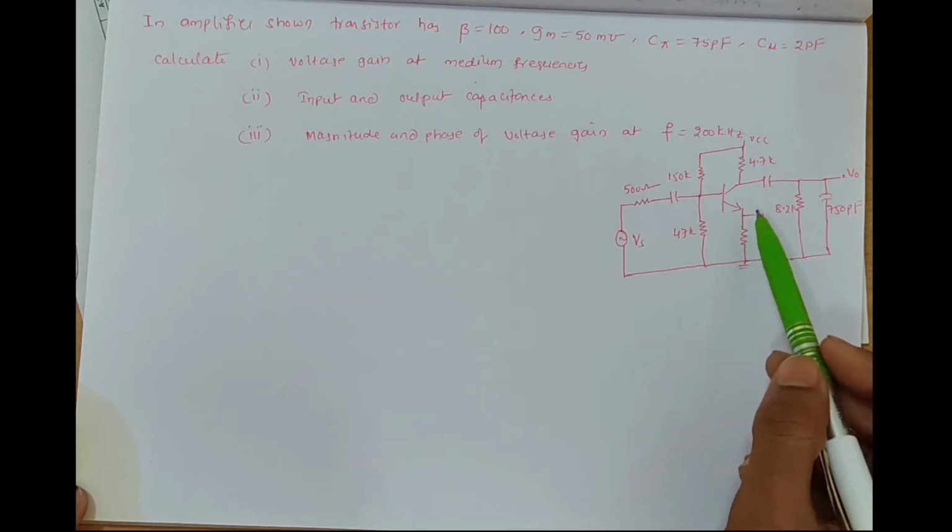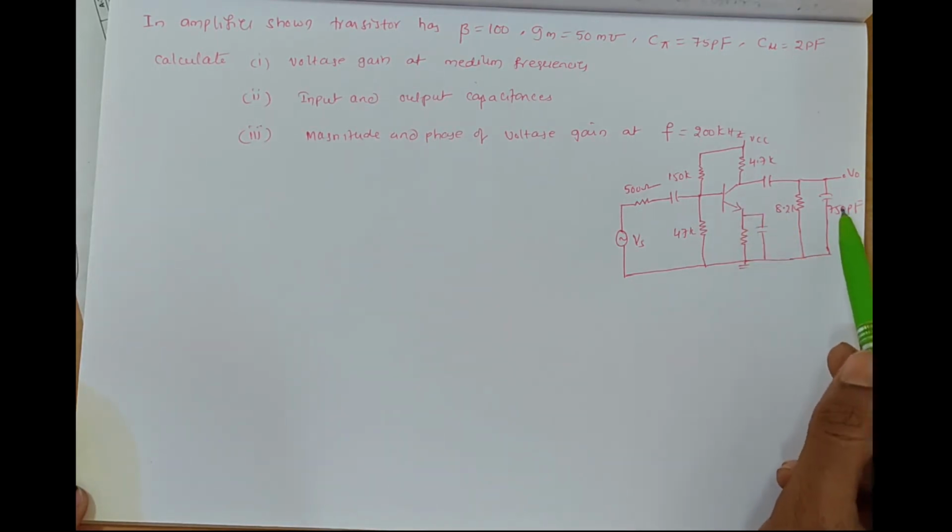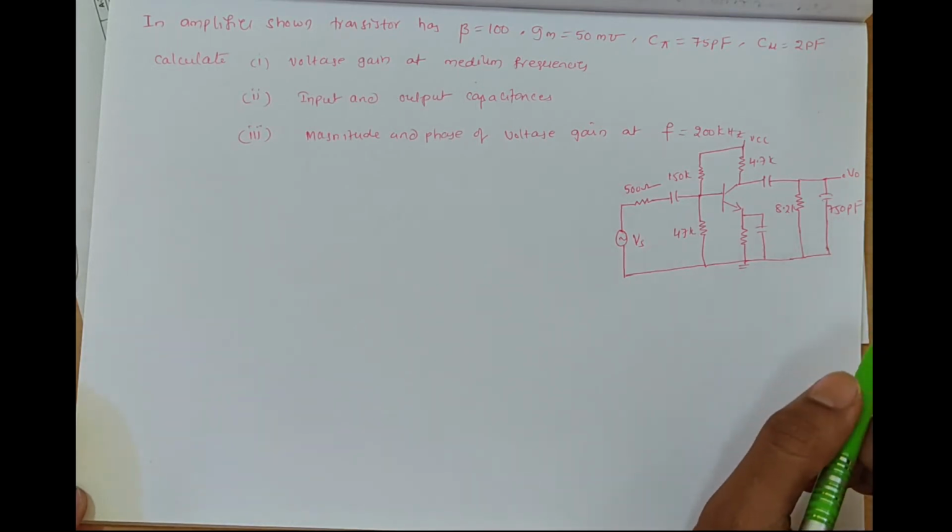So it is an RC coupled CE amplifier. Here the load is C sh, the shunt capacitance, which is 750 picofarad. So now we need to calculate this voltage gain at mid frequencies initially.